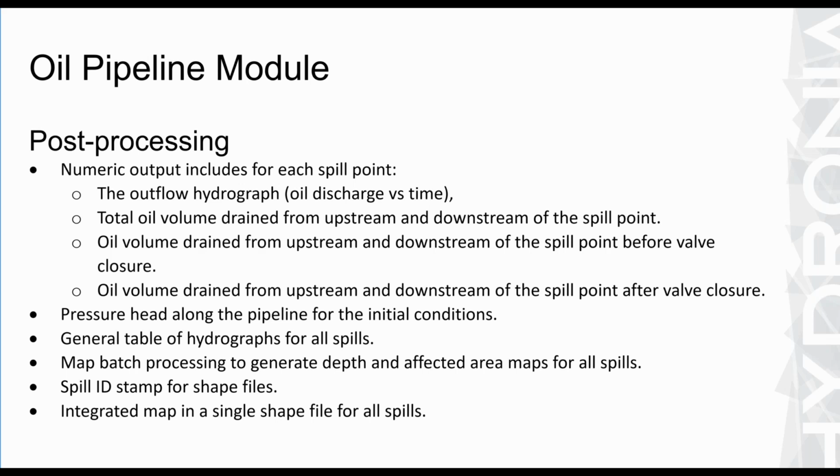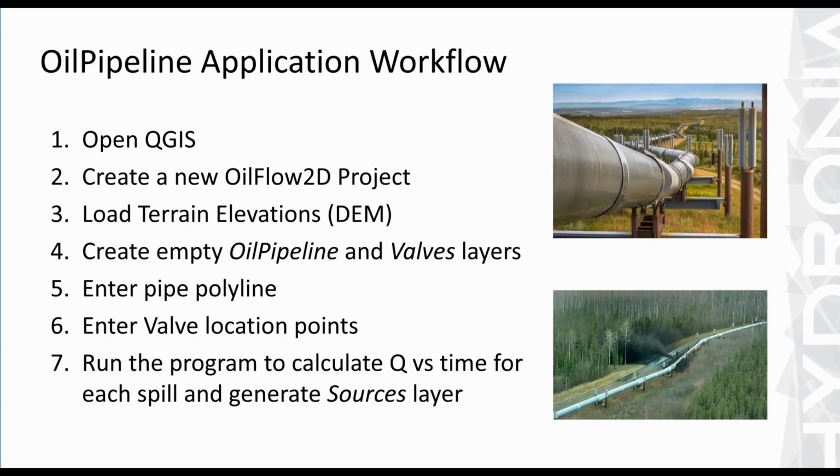You can generate maps to represent the affected area, the arrival time, the depth of the fluid at different times, and the maximum values that are obtained during the computation. There are different types of maps that indicate these parameters, and all are stamped with the ID of each spill. And you can also get integrated maps that include all of the spills along the pipeline.